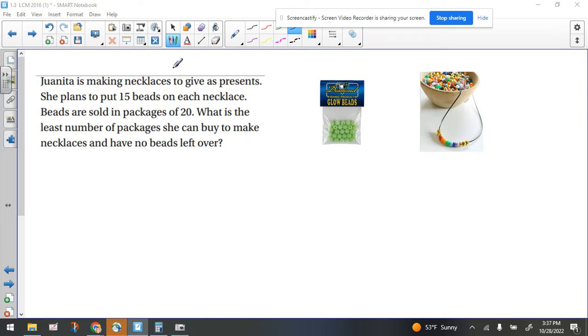Juanita is making necklaces to give as presents. She plans to put 15 beads on each necklace. This one has 12 beads, but we can pretend it has 15. So 15 beads for every one necklace.